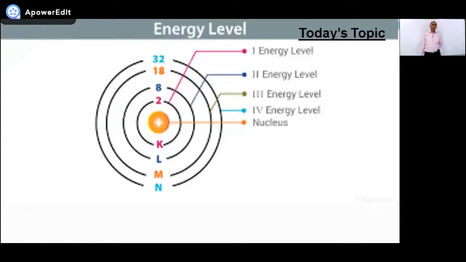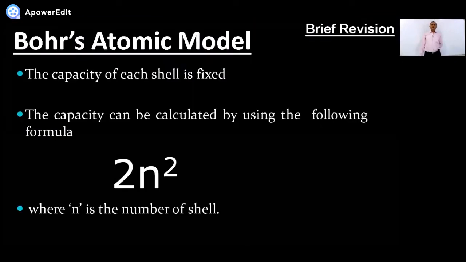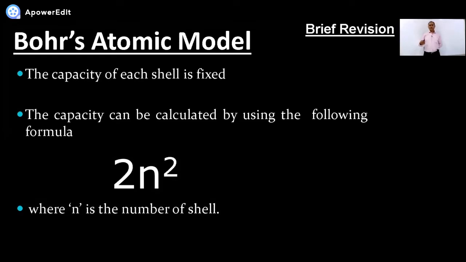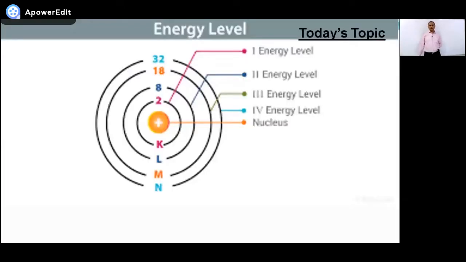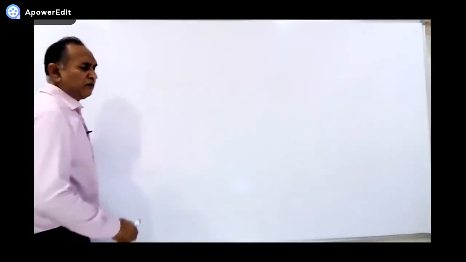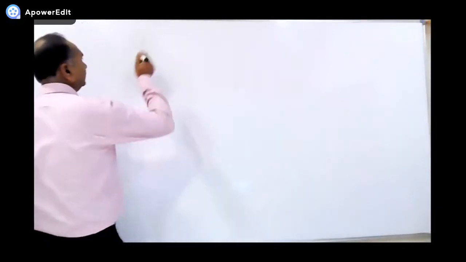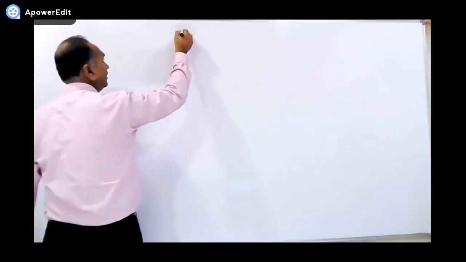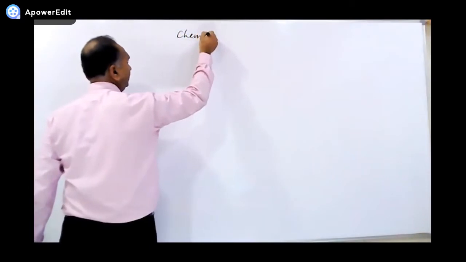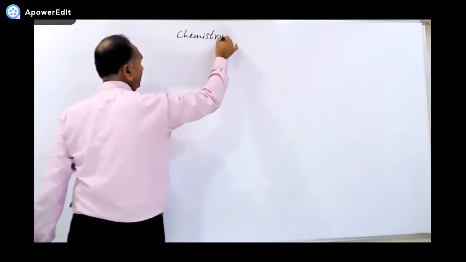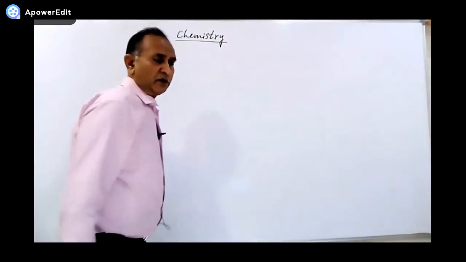Bohr's model, you know. The electrons revolve around the nucleus in various shells. The capacity of each shell is fixed. First shell can hold how many electrons? 2 electrons. Second 8, 18 and 32. So you should remember how many electrons can be accommodated in each shell. Maybe you already know whatever I'm going to explain right now, because I have done it 2 times earlier. Okay?